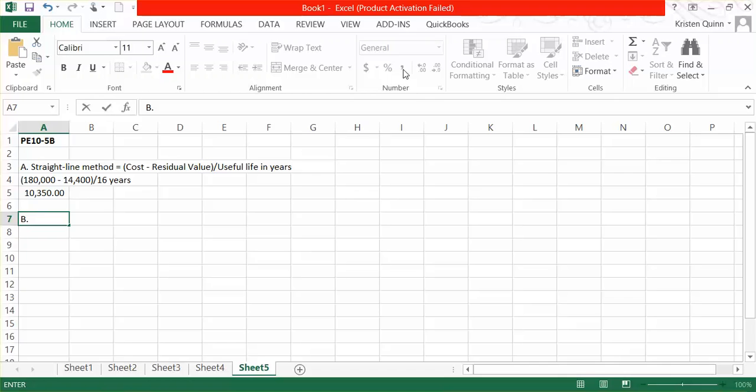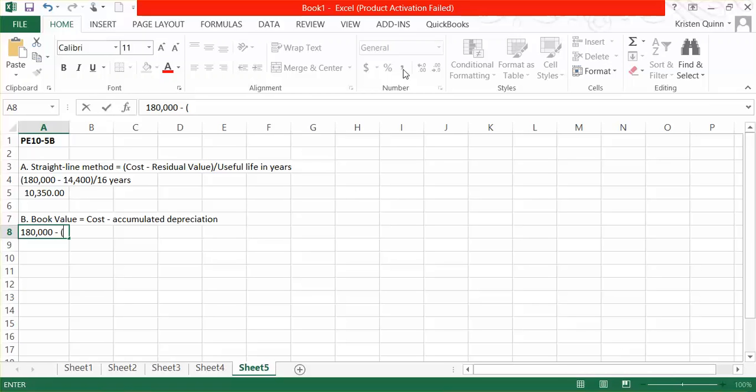In Part B, it asks us to determine the book value at the end of the 10th year of use. Remember, book value is calculated by taking our initial cost and subtracting away all of the accumulated depreciation for that asset. Accumulated depreciation is a contra asset account and therefore is a permanent account, meaning that the balance does not get closed at the end of the year.